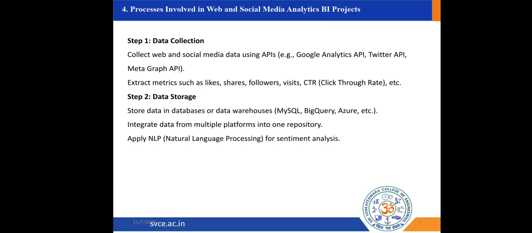And next we have the Meta Graph API. The Meta Graph API is a primary way for applications to interact with the Facebook platform and its associated services such as Instagram and Workplace. It is an HTTP based API that allows developers to programmatically access and manipulate data within the Meta ecosystem.